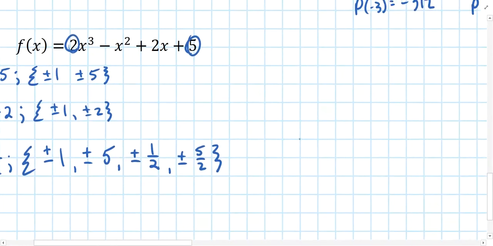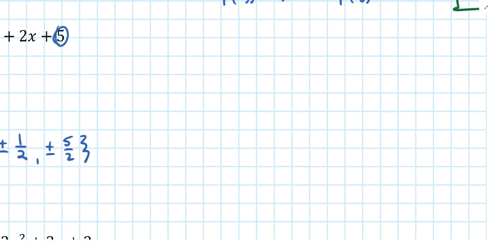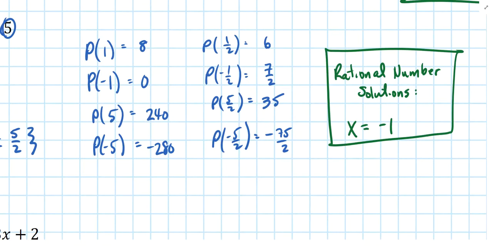Again, any value that evaluates to 0 will be noted as a solution to the polynomial. Please pause the video now and check your work in a moment. The only rational number solution to this polynomial is the number -1.